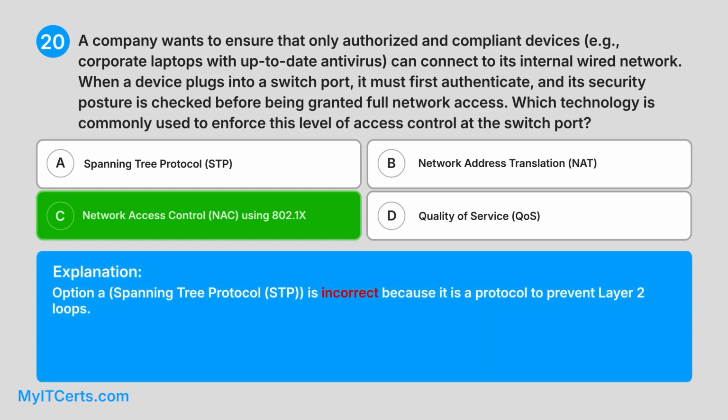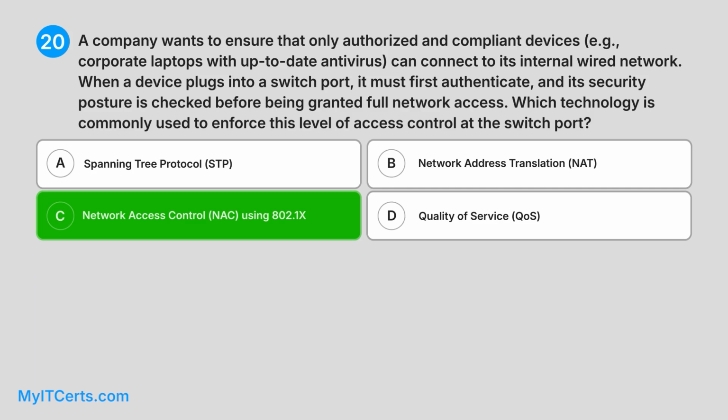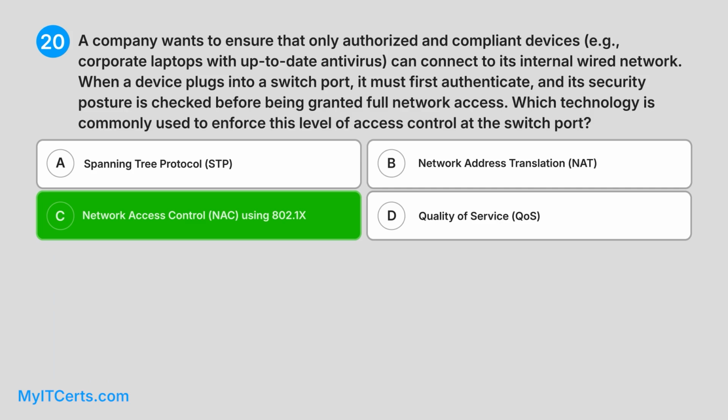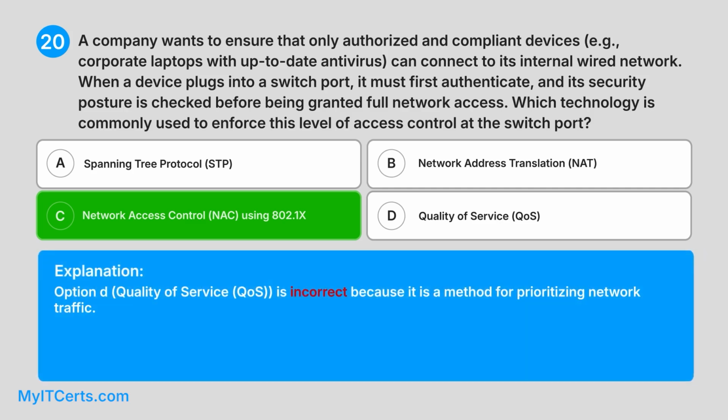Option A, Spanning Tree Protocol, STP, is incorrect because it is a protocol to prevent Layer 2 loops. Option B, Network Address Translation, NAT, is incorrect because it is a method for translating IP addresses. Option D, Quality of Service, QoS, is incorrect because it is a method for prioritizing network traffic.